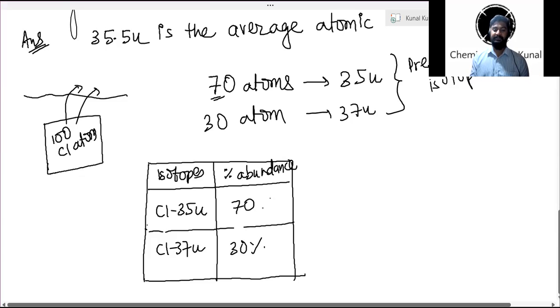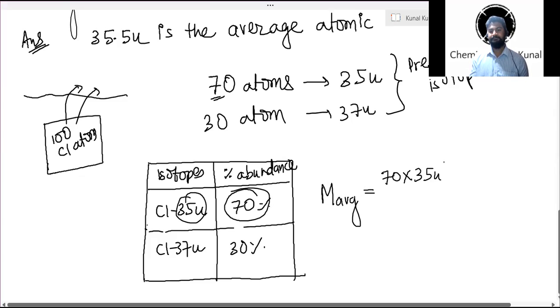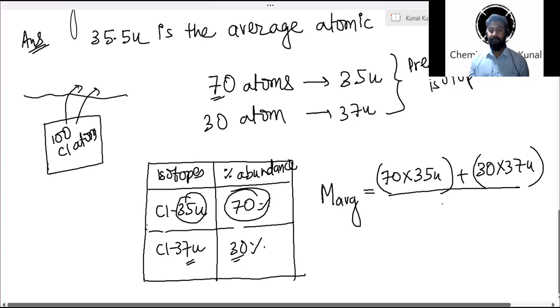Now, what would be the average mass? How to find it? The formula for finding average mass is always like this: 70 into 35 U plus 30 into 37 U, divided by how many atoms are we counting? 100.